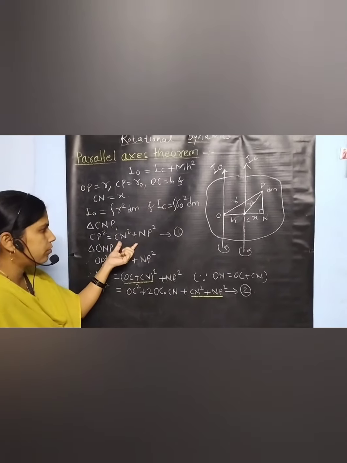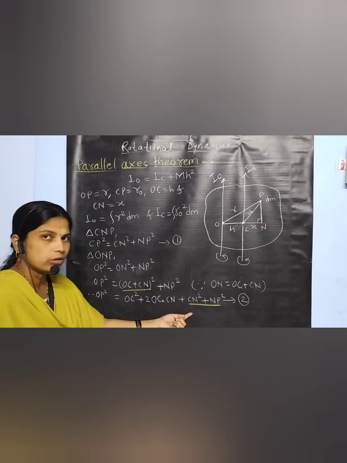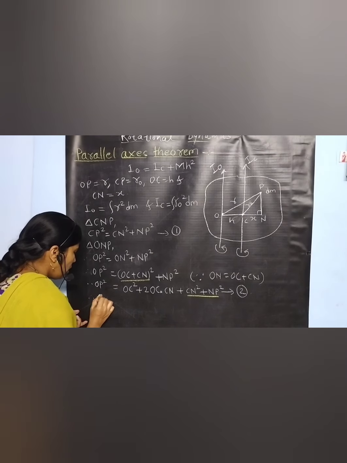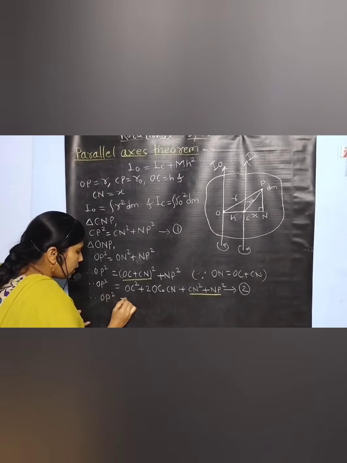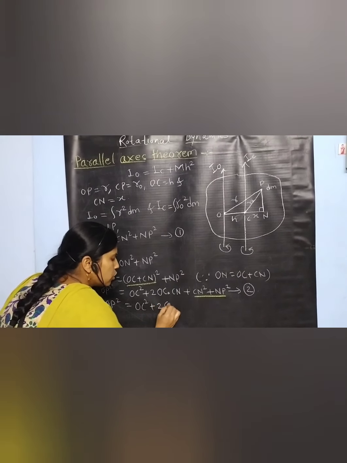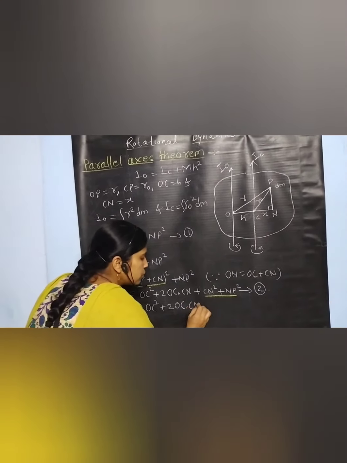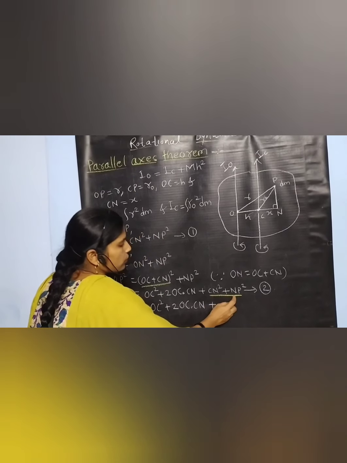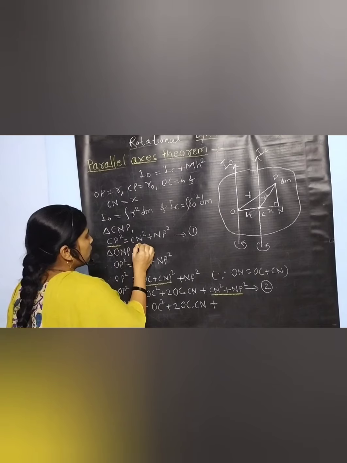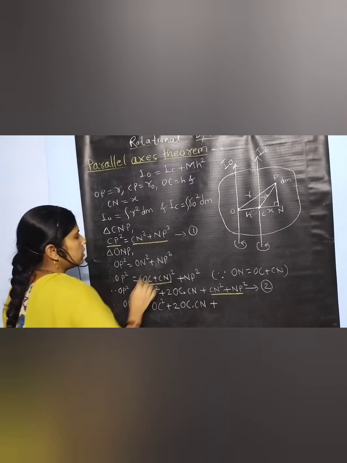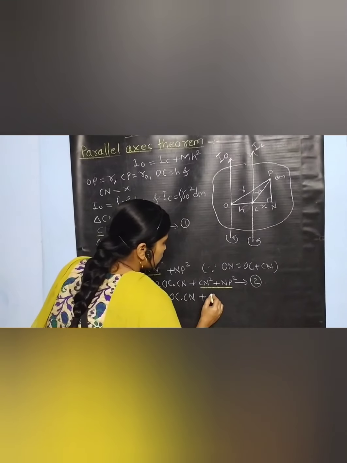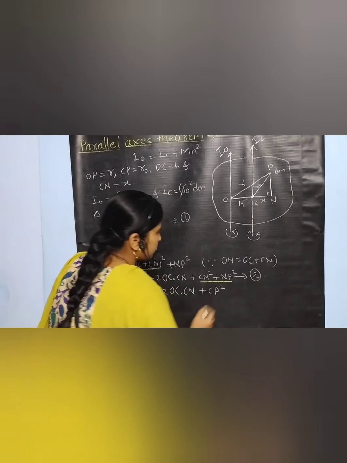This is our equation number 2. Putting the value of equation number 1 in equation number 2, we are getting here OP square is equal to OC square plus 2 OC into CN plus CN square plus NP square. This is nothing but CP square, since CP square is equal to CN square plus NP square. Therefore, we are getting this value equal to CP square.